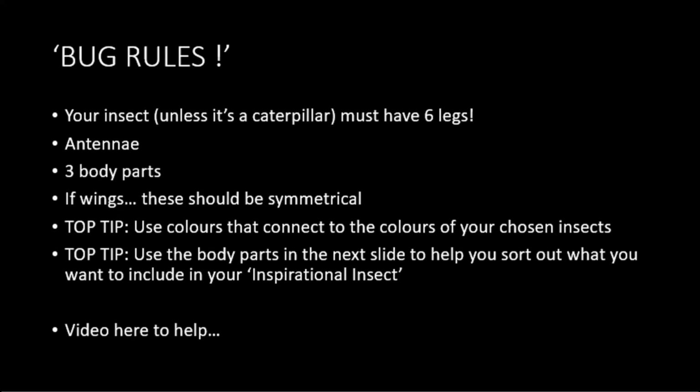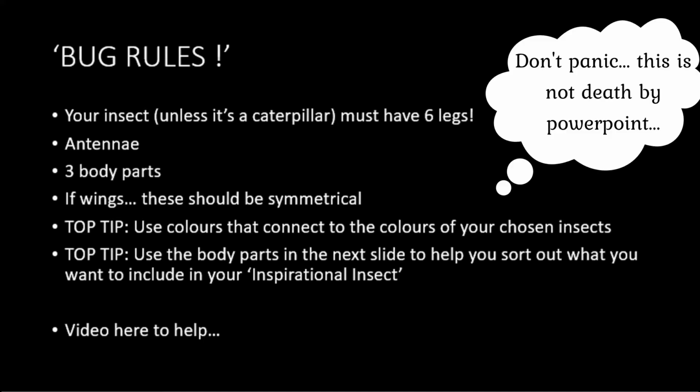Your insect, unless it's a caterpillar, must have 6 legs, okay? We all know insects have 6 legs. It needs to have antennae. You need to have 3 body parts, okay? So you've got the main body part, you've got that front section, and then you've also got the head section, okay? So there's 3 separate body parts, okay? Now, if you've got wings, then they need to be symmetrical. So think about them being the same on both sides.